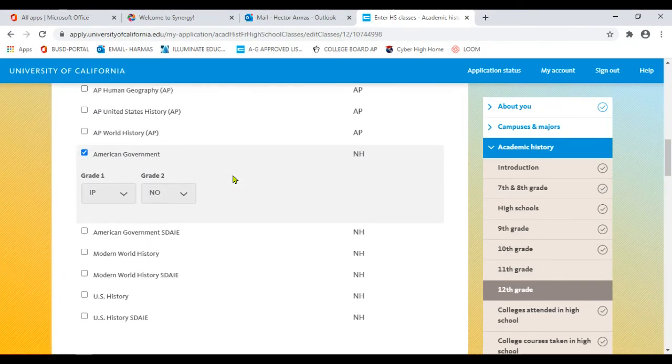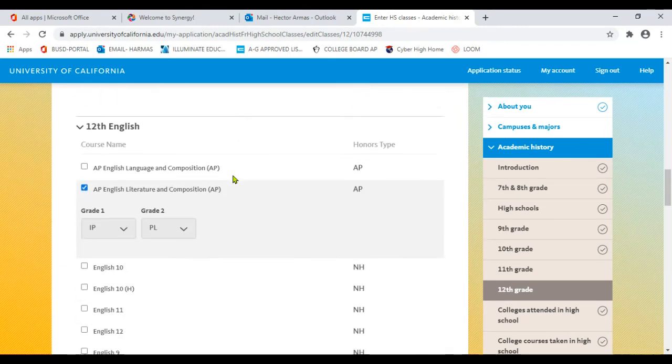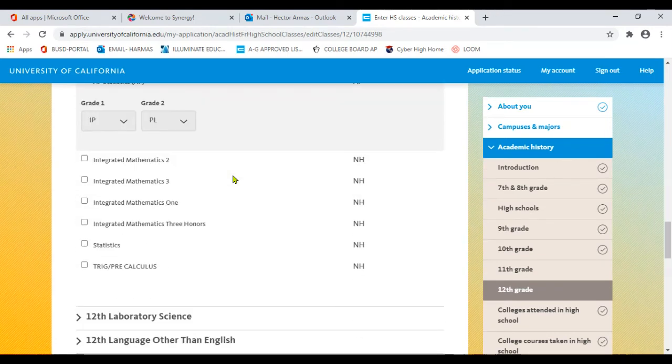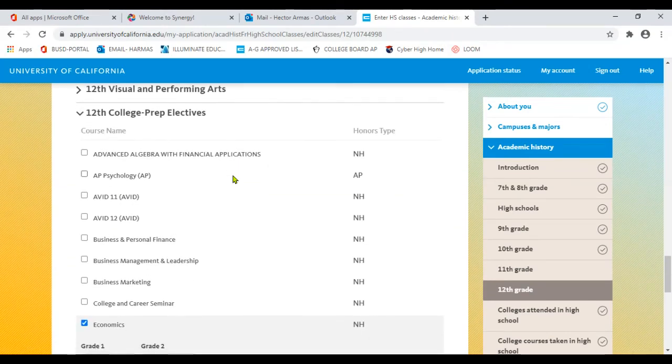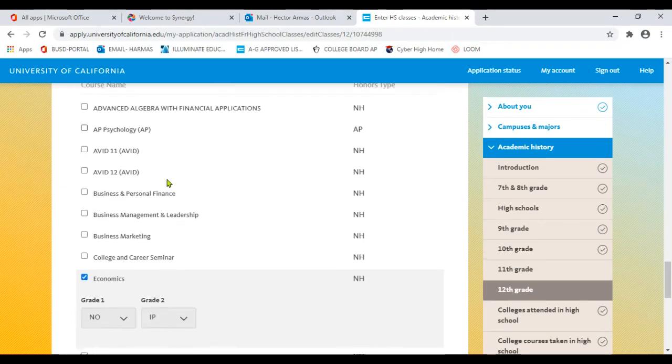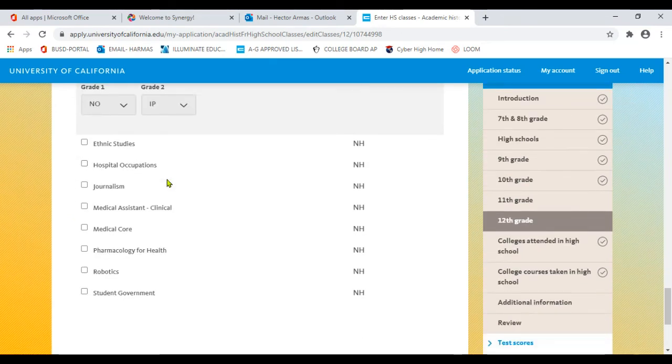It's not under social studies, and it's not under English, it's not under math. It's not under lab science. It has to be here. So we have AP psychology, but I'm not taking AP psych. So if you notice, it doesn't appear here.